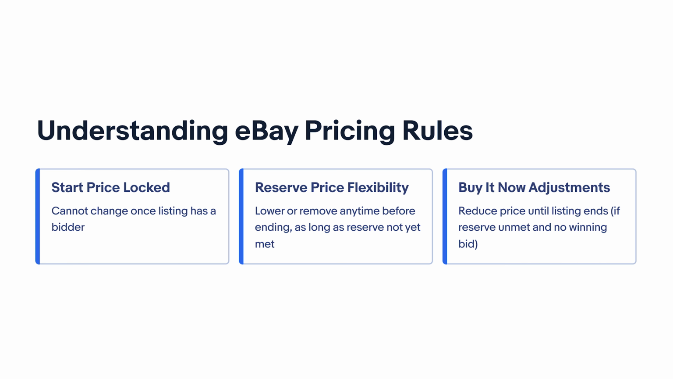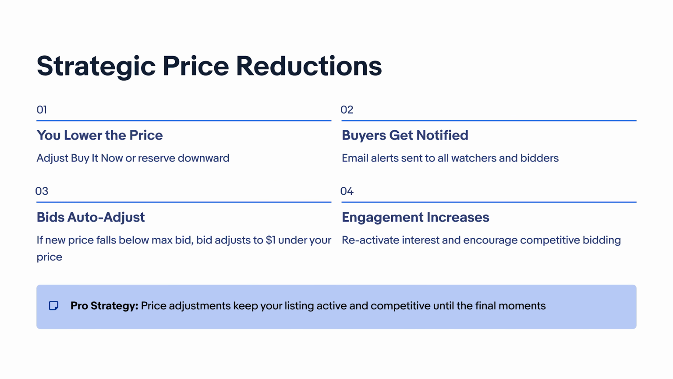On eBay Motors, you may lower or remove the reserve price anytime before the listing ends, as long as the reserve has not been met. Once met, it cannot be changed. You can lower the Buy It Now price until the listing ends, provided the reserve hasn't been met and no winning bid exists. Whenever you lower a price, bidders and watchers are notified by email.